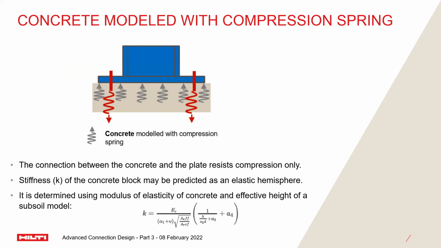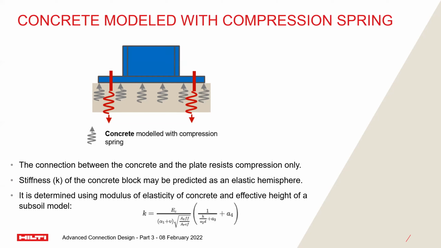All right, now let's look at the third element, which is very vital, and that is concrete. Every time your base plate is in touch with the concrete, there's always bearing and there's always a deformation of the concrete as well. Concrete is modeled as a compression-only spring. The stiffness, the K of the concrete, is defined by the modulus of elasticity of the concrete and the effective height of the subsoil model, using the complex formula on the slide, as you can see. This is the formula that we use to calculate the stiffness of whatever concrete member we're using.